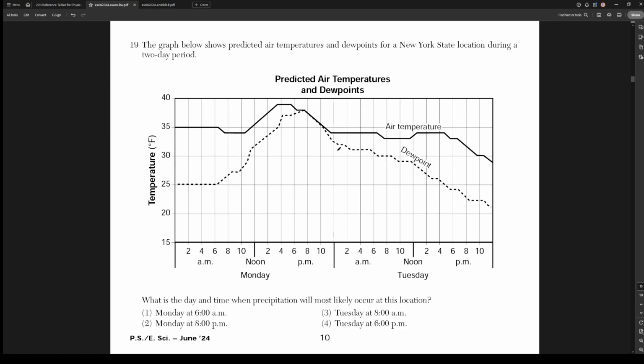All right, we got 19. There's an air temperature line and a dew point line. What I know automatically is when the air temperature is hitting the dew point right there, that's 100% relative humidity. That means the air is fully saturated with water. So what is the day and time when precipitation will most likely occur? It's at that point, right there where they hit. So it's going to be Monday at like 7 p.m.-ish or 8 p.m. So there we go, 2.